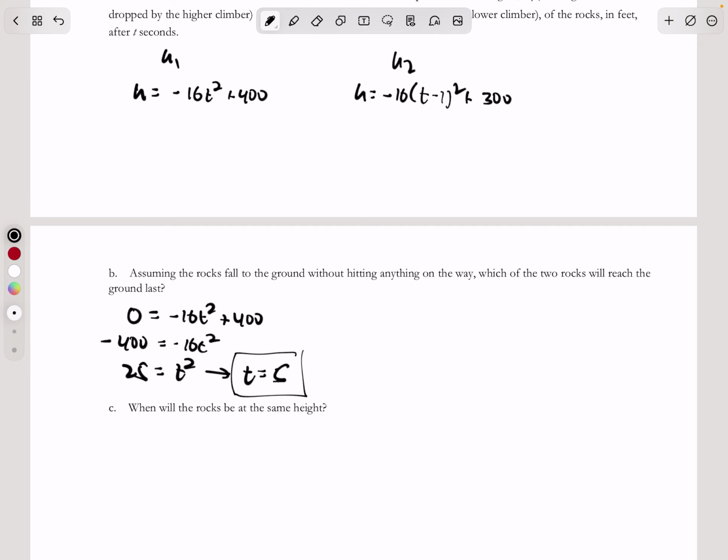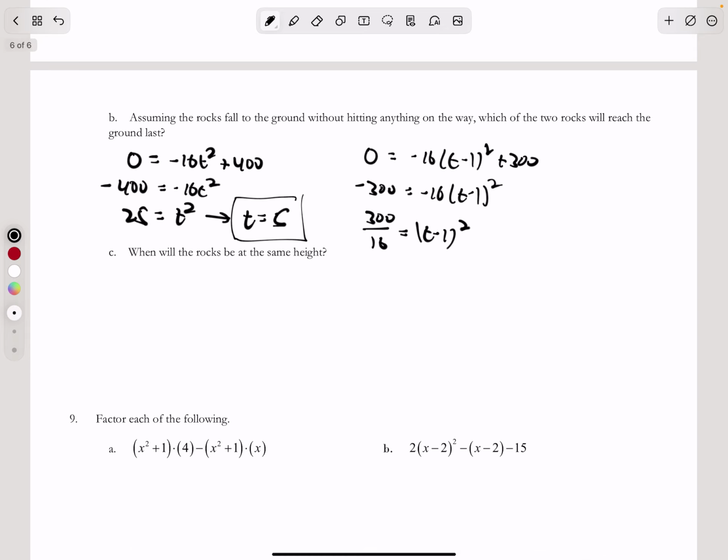All right, as far as number 2 goes, we'll set that one equal to 0. I'll subtract 300. I will divide by negative 16. I'm going to take the square root right now. Again, I did this before. I think it was a different problem in class. I like the fact that 16 is a perfect square, so I'm just going to say radical 300 over 4 equals t minus 1. I didn't do plus or minus. Again, I'm ignoring the negative value.